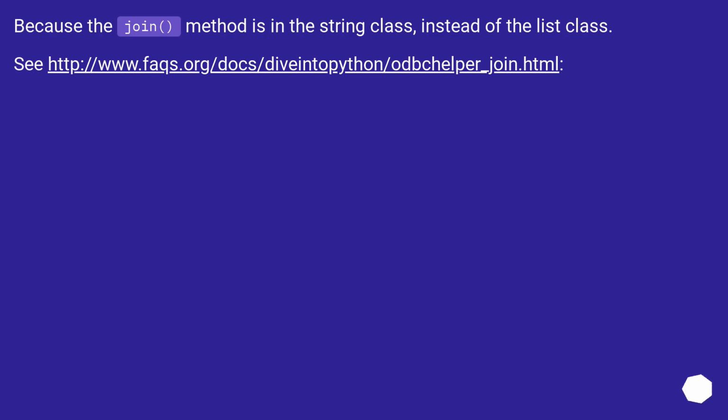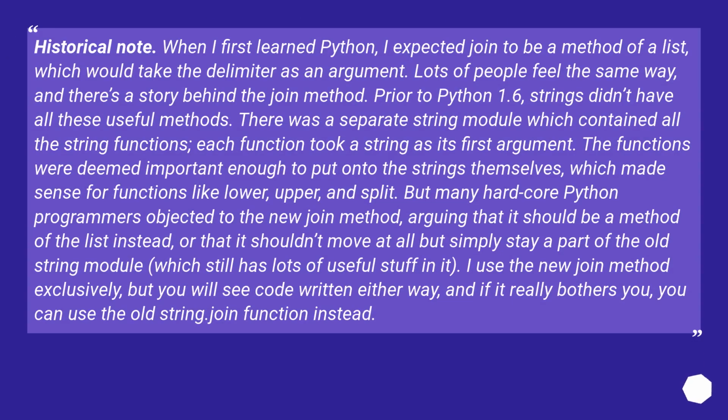Because the join method is in the string class instead of the list class. See this URL. Historical note: when I first learned Python, I expected join to be a method of the list, which would take the delimiter as an argument. Lots of people feel the same way, and here is the story behind the join method.